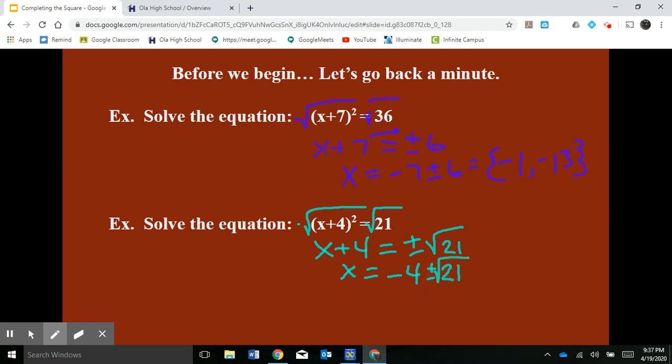And that's my answer. I could take it down to a decimal. We could plug it into a calculator and get a decimal. But for today's purposes, all we're going to write is negative 4 plus or minus the square root of 21. Right? And that's how that works. I'll let you take a look at that real quick.